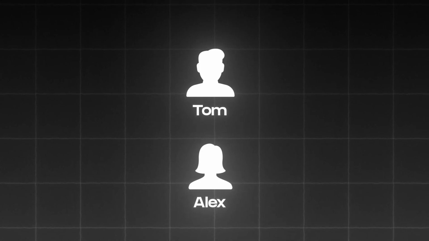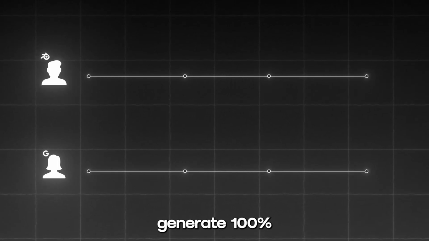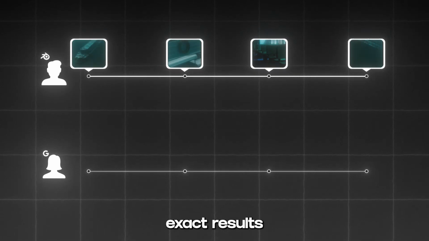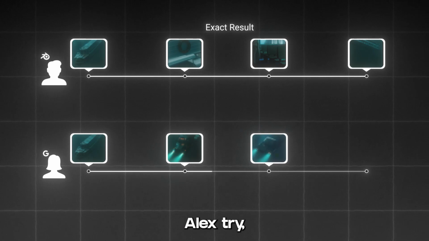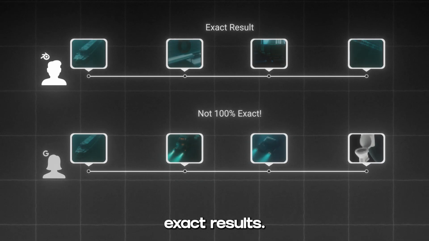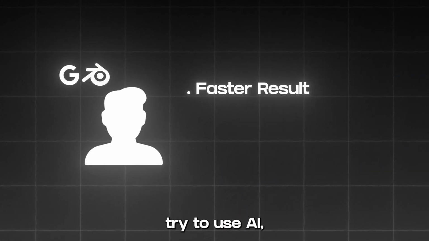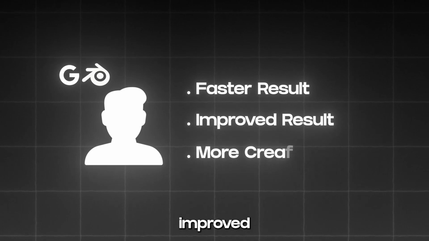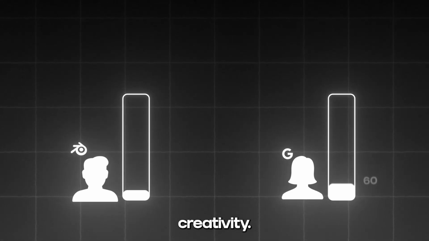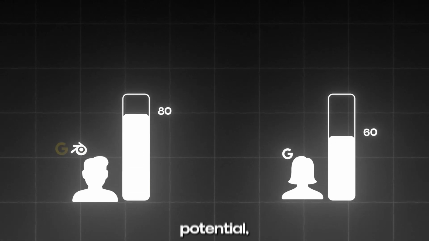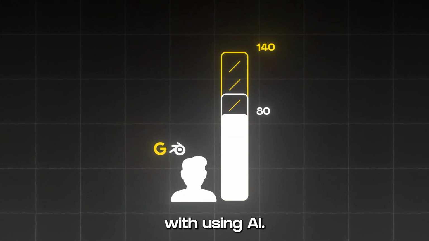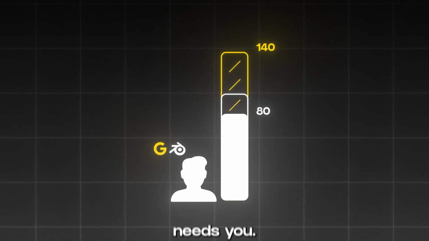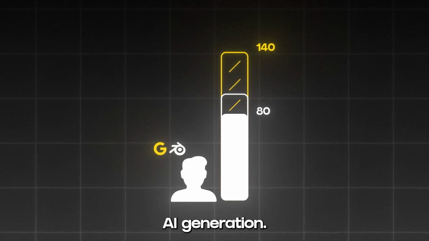Imagine Tom and Alex, both of them are artists. Tom is a Blender artist, Alex is an AI artist. Tom can generate 100% exact results and he can simply animate them. But no matter how much Alex tries, she cannot generate exact results. But if Tom tried to use AI, he can generate faster results, improved results, and also more creativity. If Alex's power is 60% of her potential, Tom is 80, and he can increase it to 140 by using AI. If you keep updating yourself, everyone needs you. The new generation is the AI generation.